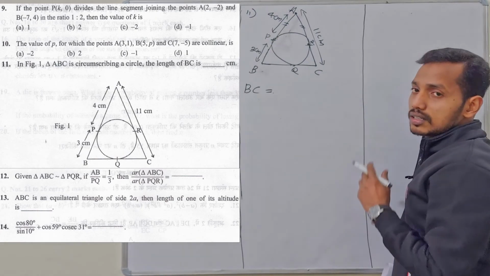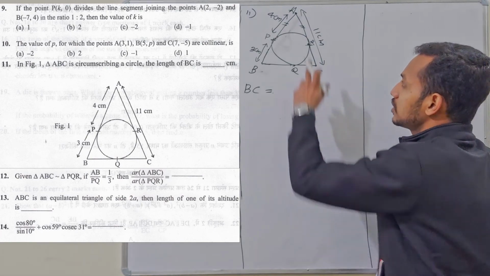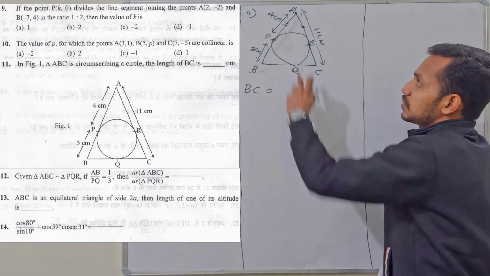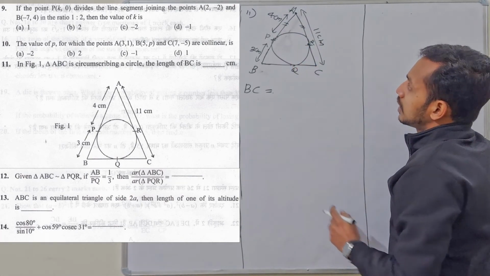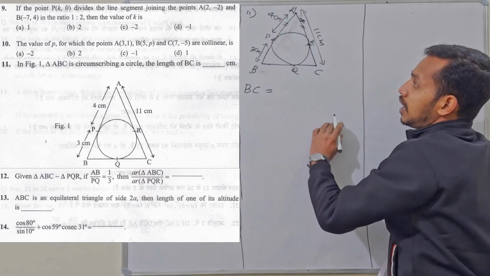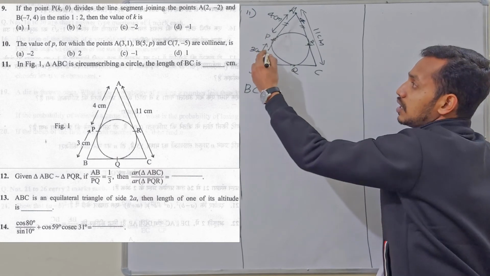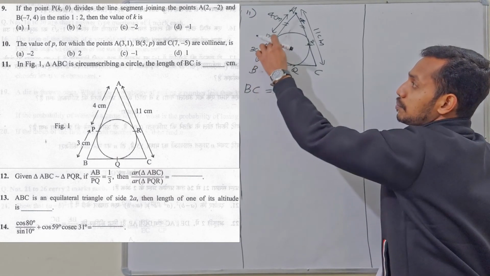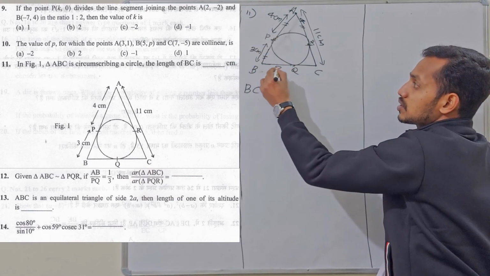I forgot the sequence number of that theorem, either 10.1 or 10.2, given in chapter 10. Clear. So these two are equal, so this also will be 4 centimeter. And here it is given 3 centimeter. These are also two tangents from the point B, so this also will be 3 centimeter.